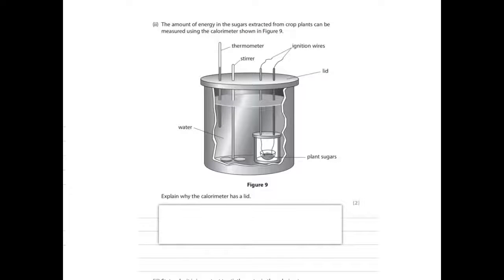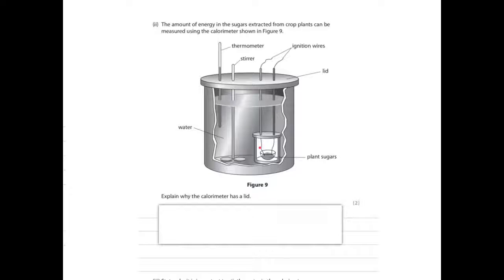The amount of energy in the sugars extracted from crop plants can be measured using the calorimeter shown in figure 9. So this is basically when we see how much burning food or heating food can change the temperature of water, because changing that chemical energy into heat energy is a way of measuring the initial amount of chemical energy in there, because energy is energy. We're just transferring one form to another.